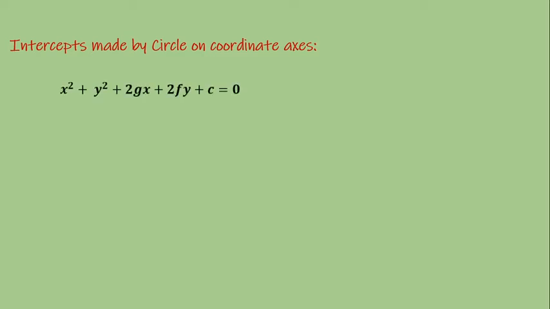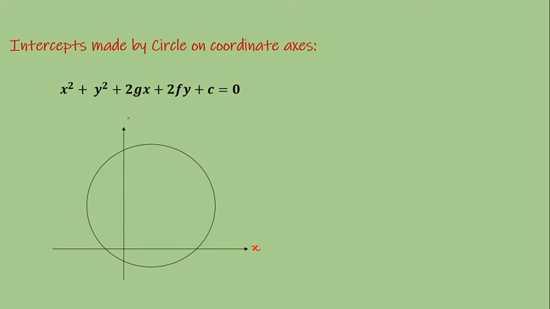I am considering the general equation of circle, that is x square plus y square plus 2gx plus 2fy plus c is 0. Now consider one circle. Say these are coordinate axes. This one is x-axis and this one is y-axis.